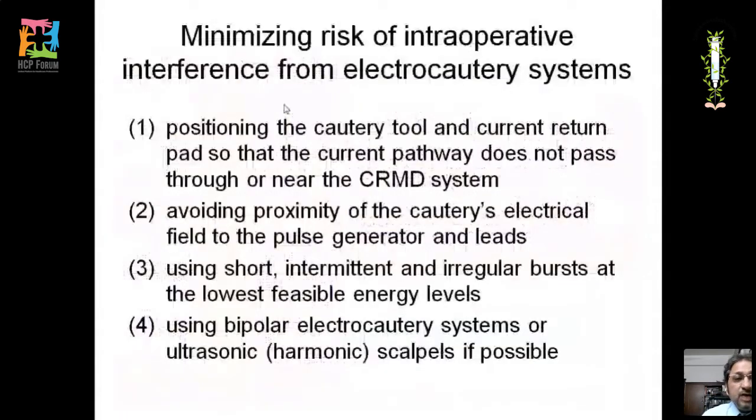So how do we minimize the risk of intraoperative interference from the electrocautery system? Position the cautery tool and the current return pad so that the current pathway does not pass through or near the pacemaker system. Avoid proximity of the cautery's electrical field to the pulse generator and the leads, use short, intermittent, irregular bursts at the lowest feasible energy level, and use a bipolar electrocautery system or ultrasonic harmonic scalpel if possible.